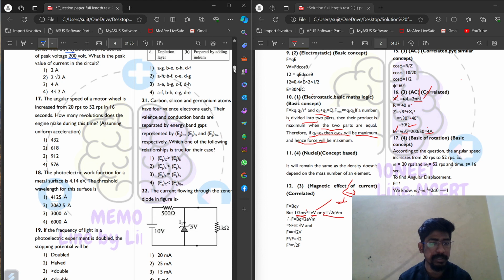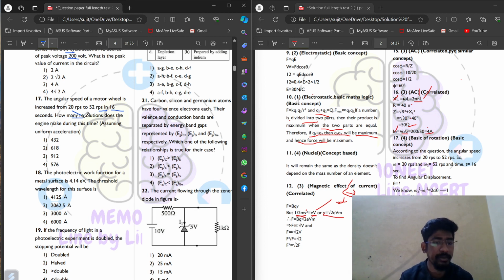Okay, question number 17. The angular speed of the motor wheel is increased from 22 rps to 52 rps in 16 seconds. Here omega 2 and omega 1 are given, right? And time is given, so you can calculate alpha, that is our angular acceleration, right? What you will get, 52 minus 20 means 32, 32 by 16, alpha will be equal to 2, right?